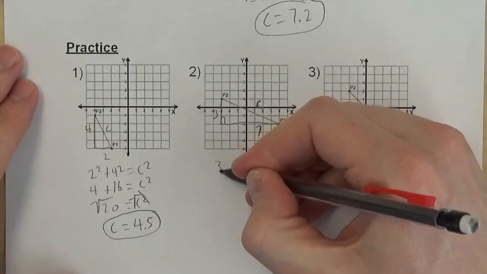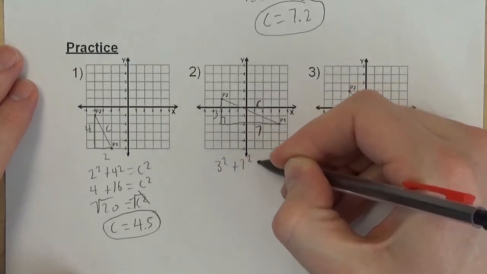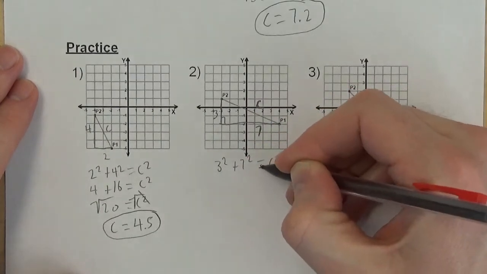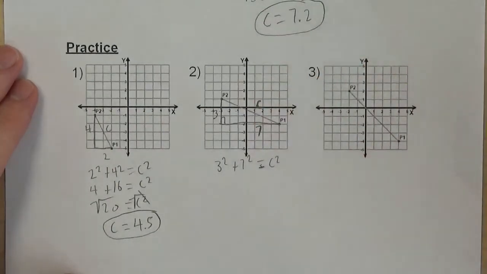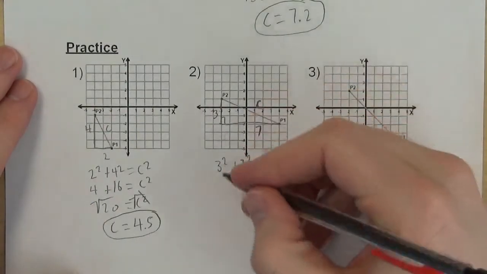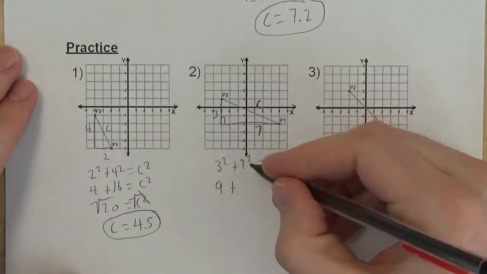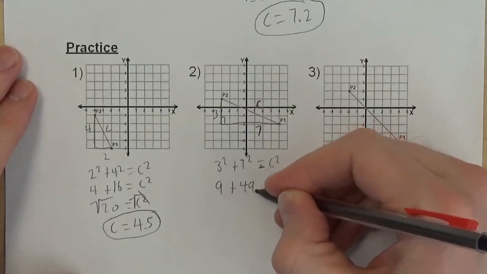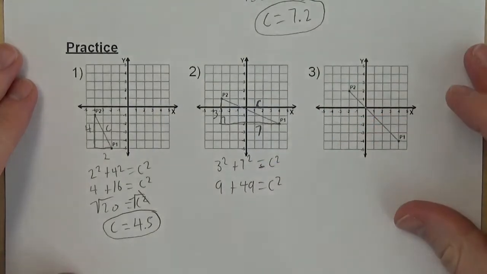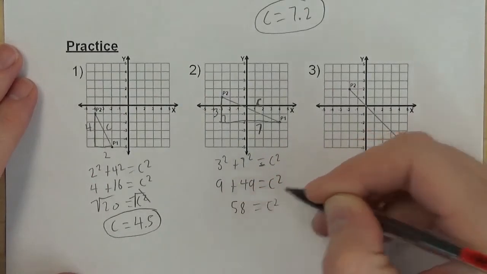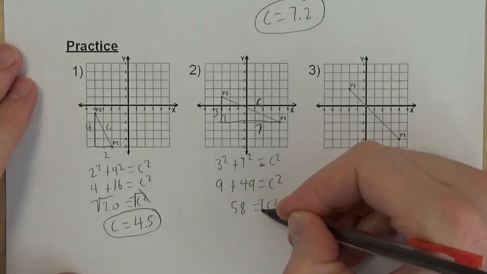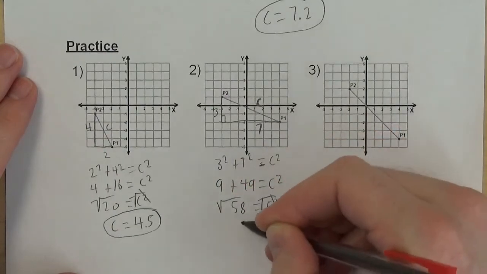Let's go 3 squared plus 7 squared equals C squared, and you could switch that up and write 7 squared plus 3 squared if you wanted to. A and B can be switched up. You just have to make sure that the longest side there, the hypotenuse, is always side C. 3 squared is 9. 7 squared, 7 times 7 is 49, equals C squared. Add those together, you get 58 equals C squared. But that's what C squared equals, so we want to finish by taking the square root of both sides.